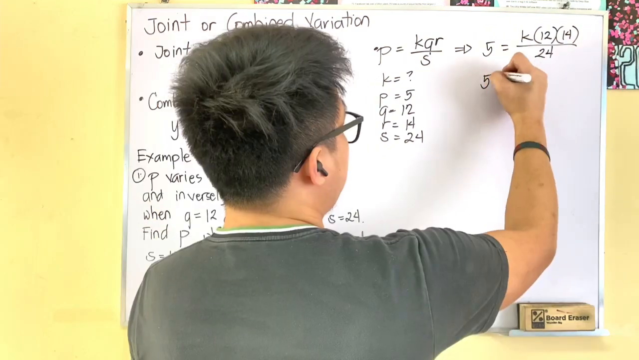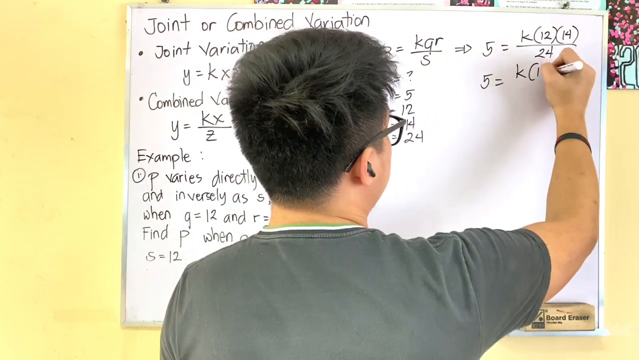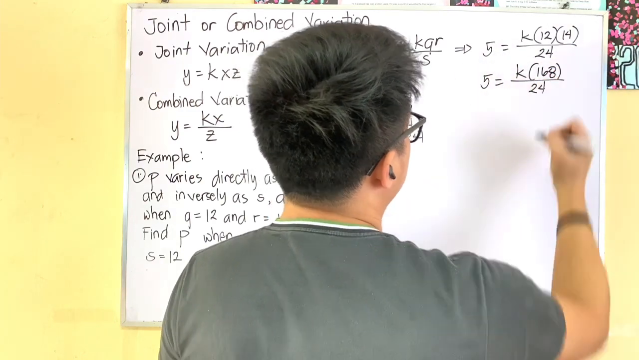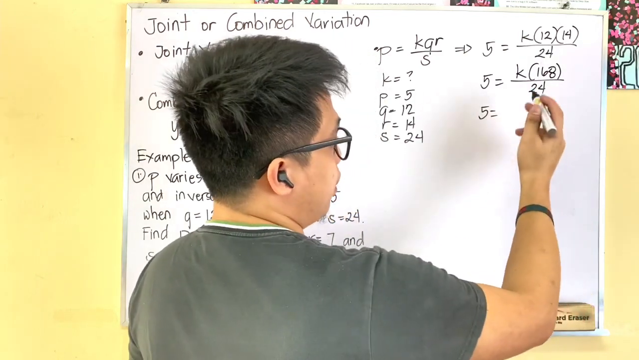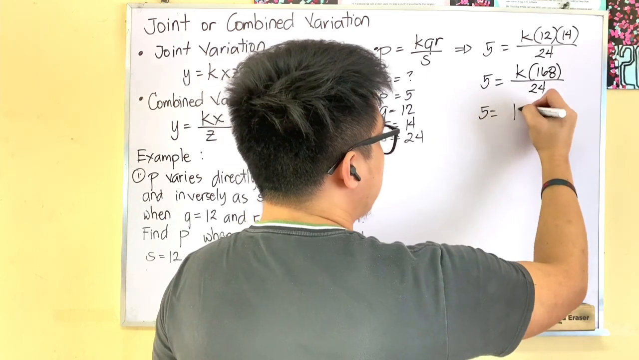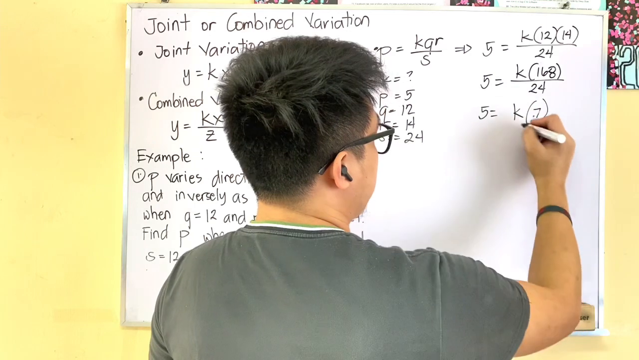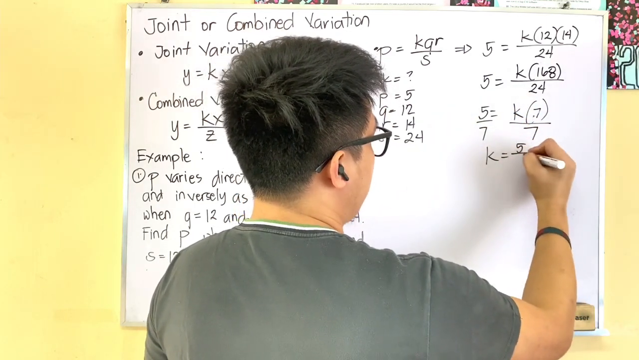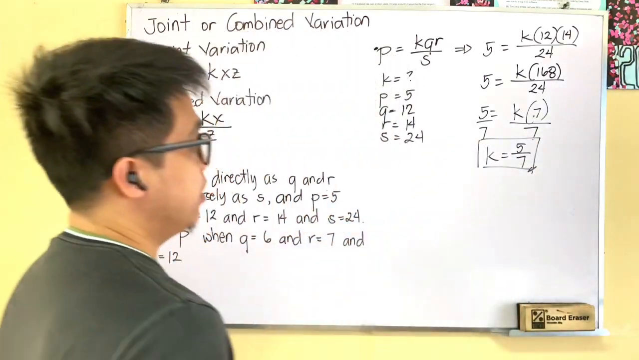So 5 is equal to K times 168 over 24. 12 times 14 is 168, all over 24. 168 divided by 24 is 7. So K times 7. Dividing both sides by 7, therefore K is equal to 5 over 7. So, ito na yung value ng ating K.